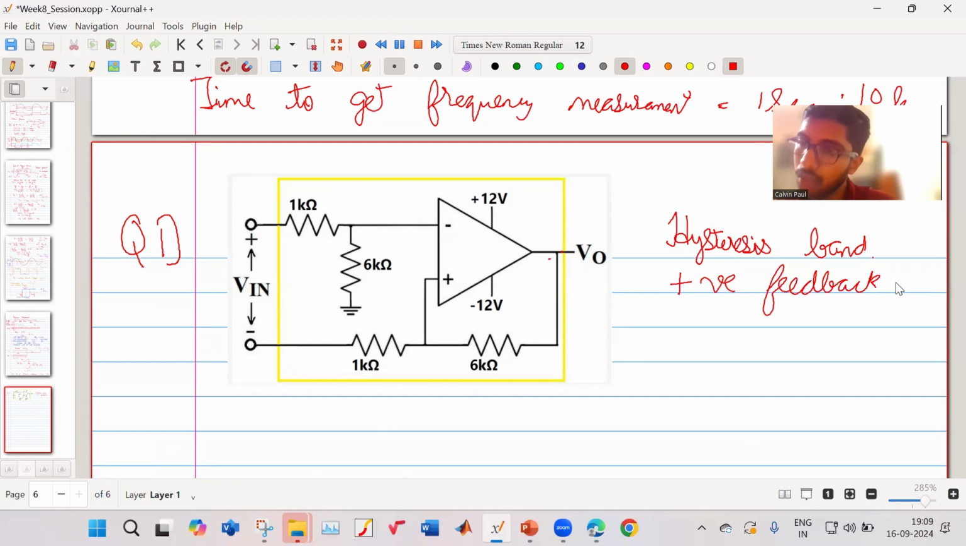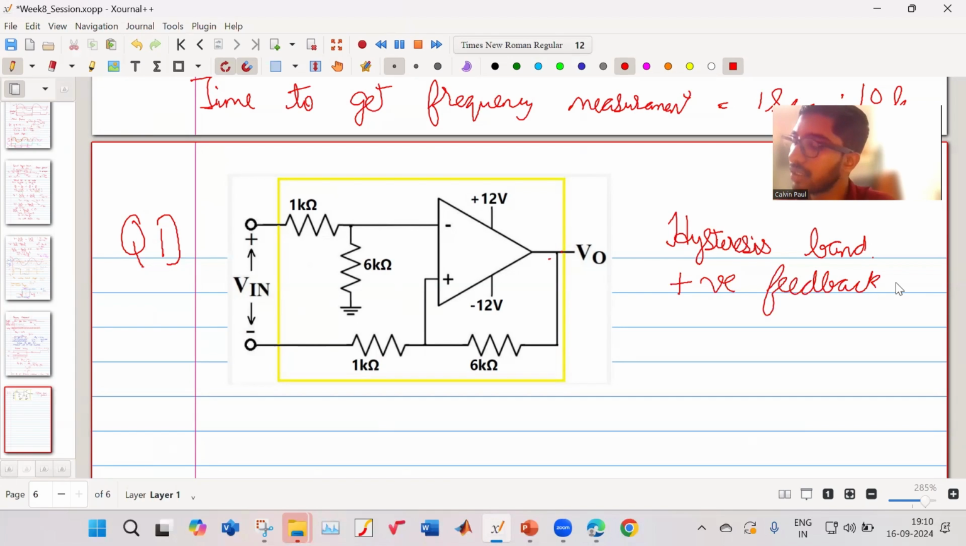So when you solve, you might get some idea, and then you must see that what you're solving is supporting what you thought earlier, to verify that you understood correctly. Okay, so now we know that it is positive feedback, hysteresis band, so it is a Schmitt trigger circuit.